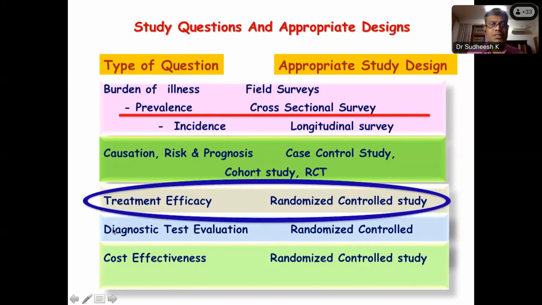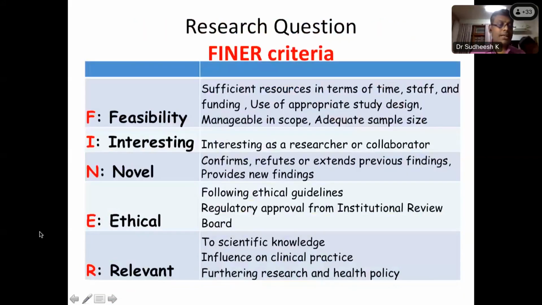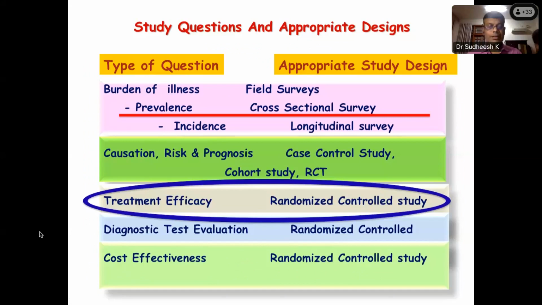So once we generate a research question, the next thing is to see whether the research question satisfies two important things: the FINER criteria and the PICOT criteria. The research question should contain a set of parameters known as the PICOT, and it should satisfy a criteria known as the FINER criteria.